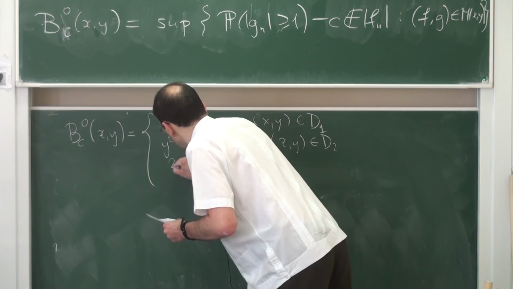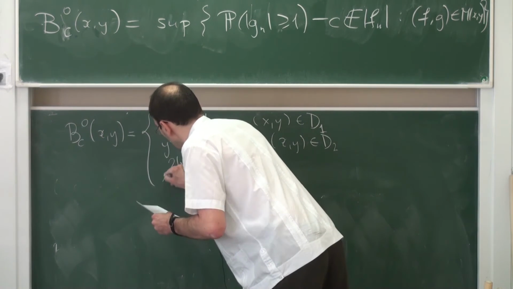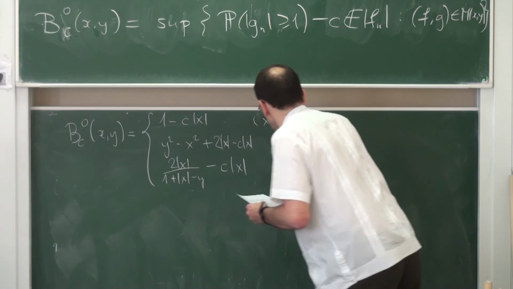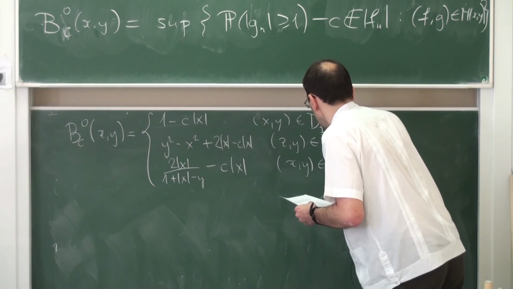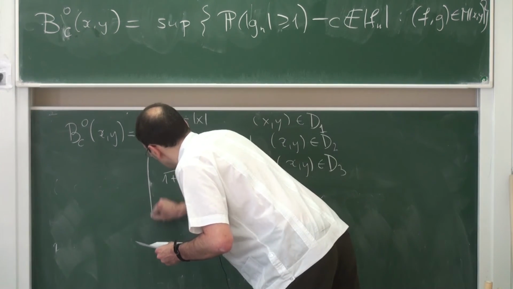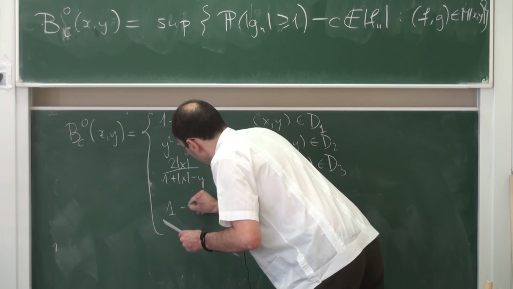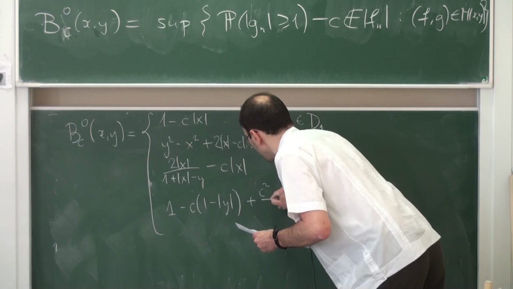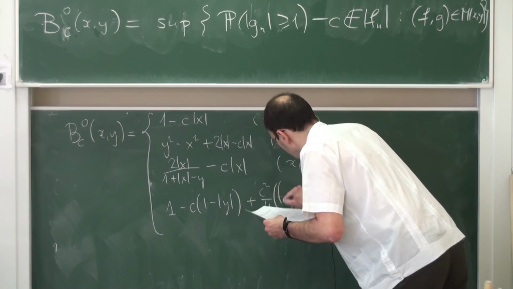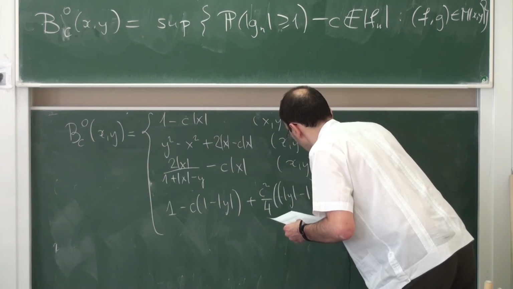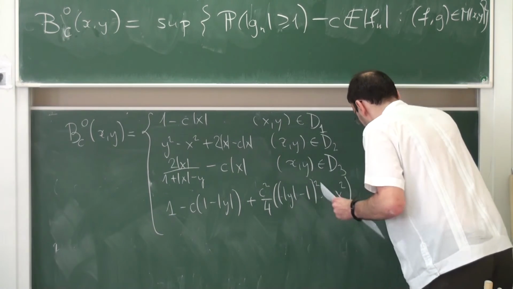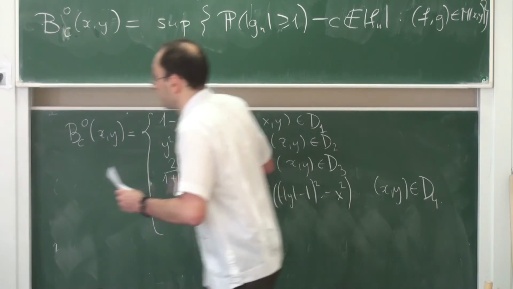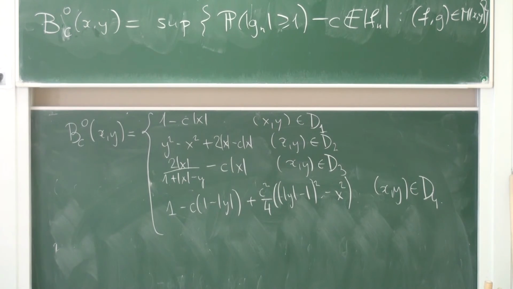On D2: 2x, 1 plus x minus y. The same formula as previously, minus Cx, for (x,y) belonging to D3, okay? And a quadratic expression, 1 minus modulus of y plus C squared over 4, (y minus 1) squared minus x squared over 4xy, for (x,y) belonging to D4. That's the function. That's what we get after playing with these examples, all right?